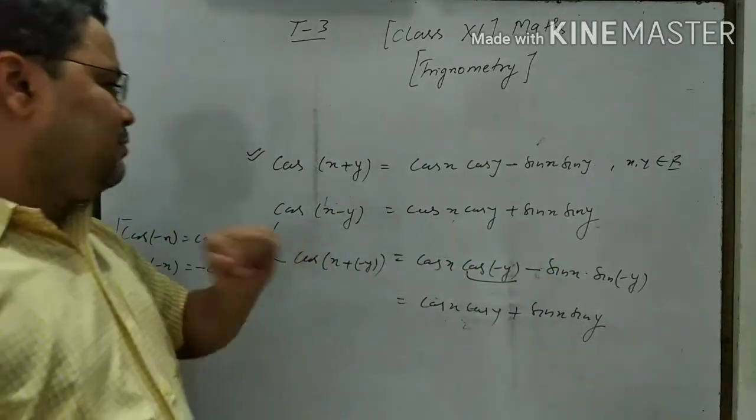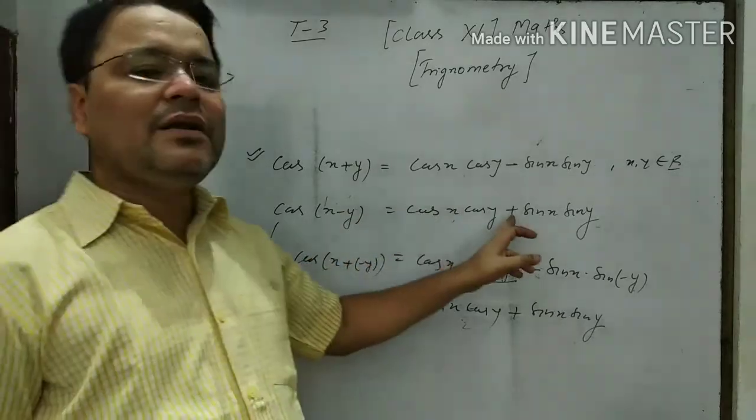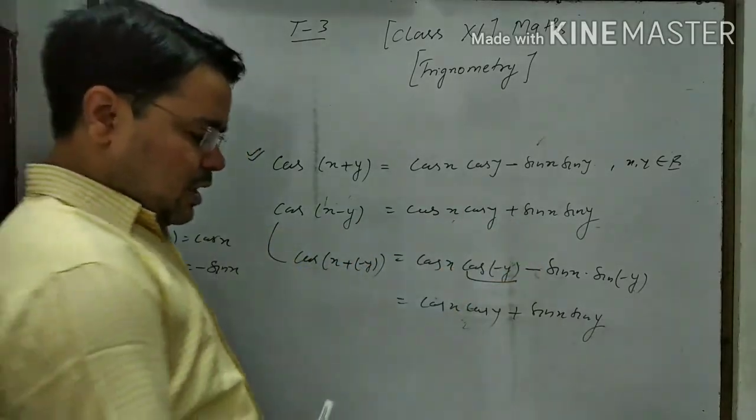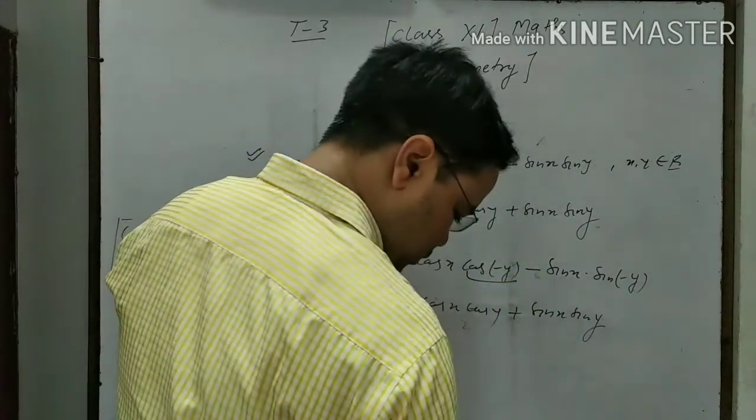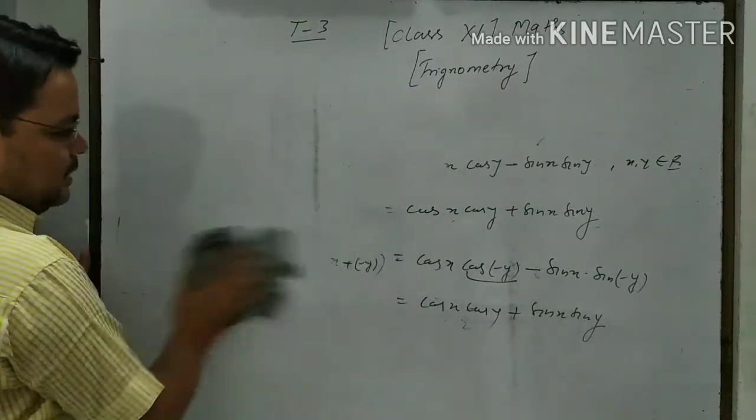Just like here, cos(x-y) is equal to cos x cos y plus sin x sin y. Remember, if here plus, then here minus, and here minus, then here plus. On the basis of this, we can also prove the formulas whatever we discussed earlier.